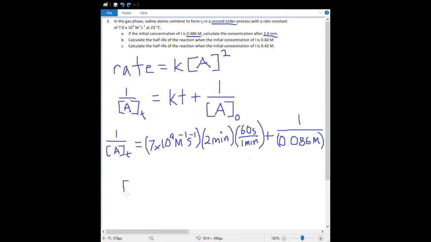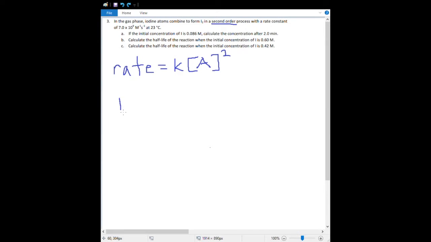When you actually plug the numbers into your calculator and solve for the concentration at time t, you get that the concentration is 1.19 times 10 to the -12 molar. To actually interpret our answer to this problem, it means that after 2 minutes in this reaction, nearly all of the iodine atoms have combined to form I2. Now let's move on to part B.